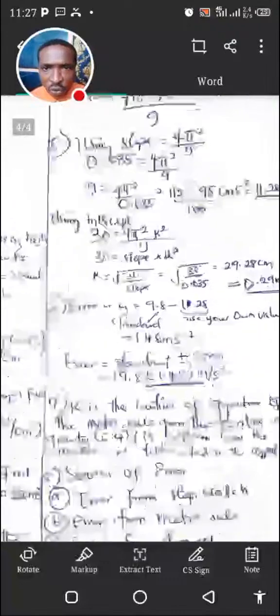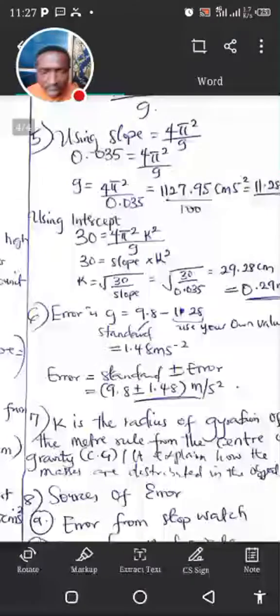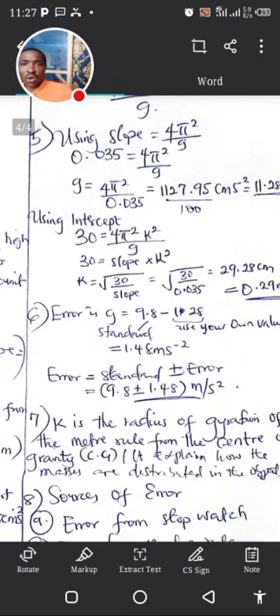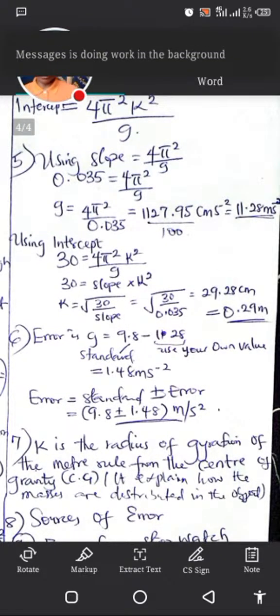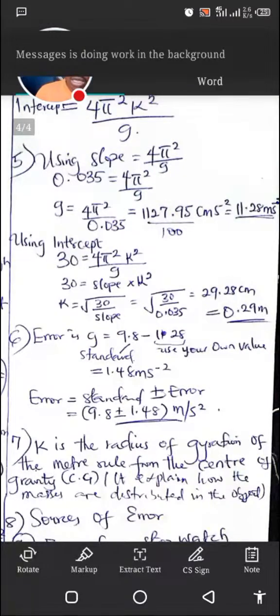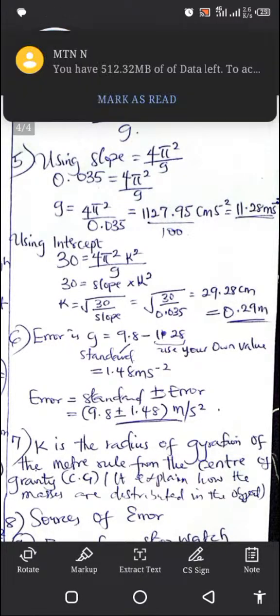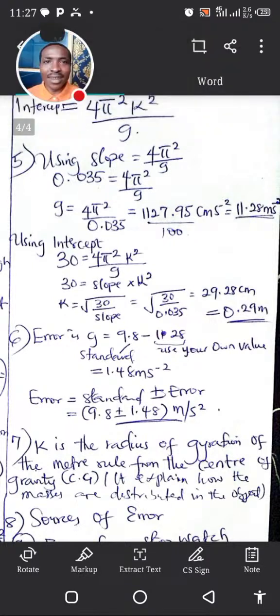All right, so question 5 says we should calculate our G and K. You can go back to the question, or if you have your manual, you can go through it to follow the work one after the other. Using slope equals 4 pi square over G, our slope we assumed is 0.035. That is my data, so put your own value.